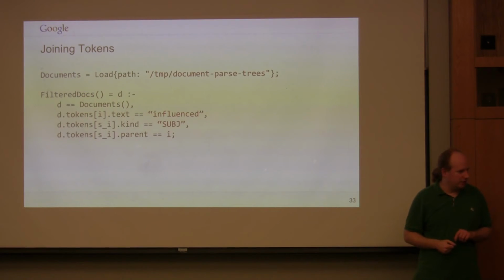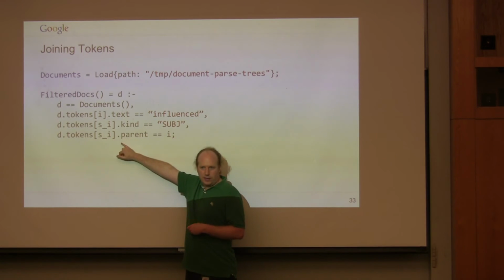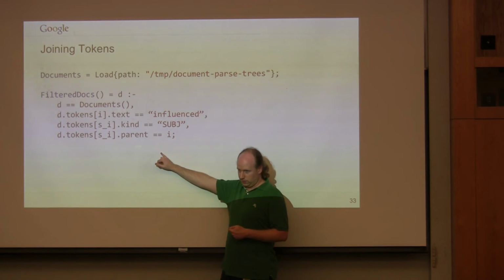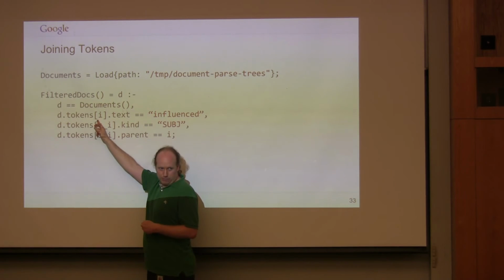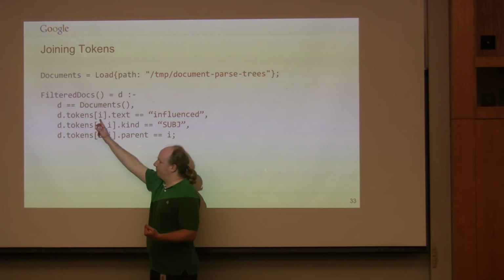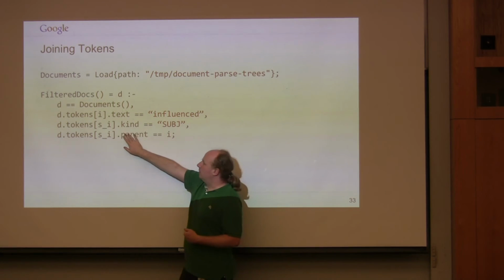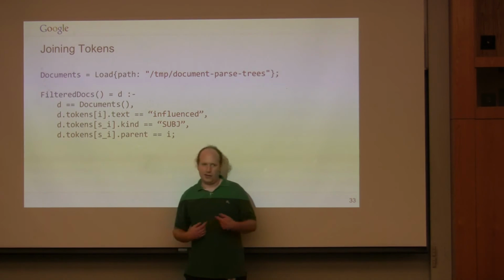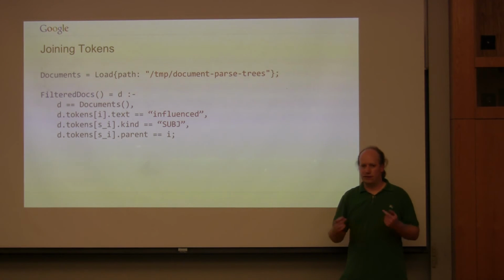So now how does this look in terms of our example? Well, in our case, we need to say that the parent of this subject is the token we found for influence. The way we identify this token for influence is by the position of this token in that list of tokens. So we just say that the value of parent for the subject token needs to be I, which is exactly the index of the influence token that we had found earlier. Does anybody have any questions about this?